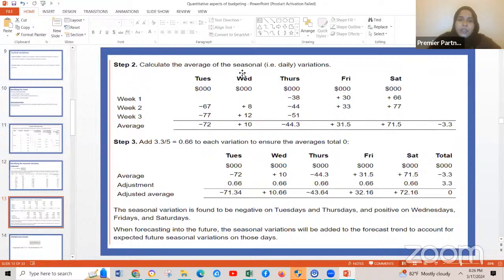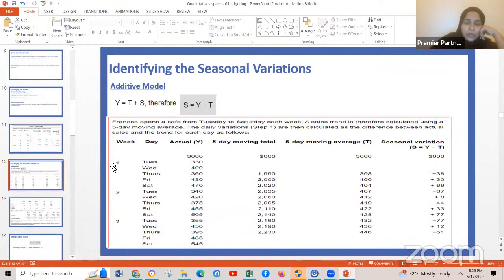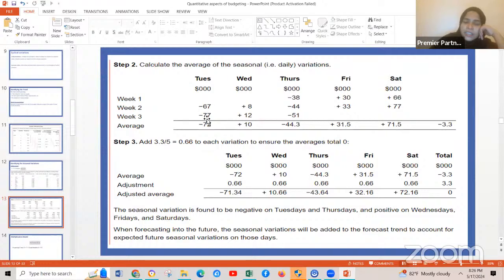Then if you want to calculate a day's trend, calculate the average of the seasonal variations. Now Tuesdays, they are in 3 weeks, but for the first Tuesday there is no trend because no moving average came there. So for Tuesdays you only had two. Wednesday 2 were there, Thursday 3, Friday 2, Saturday 2. Then you add the totals of each day together. It comes to minus 3.3.